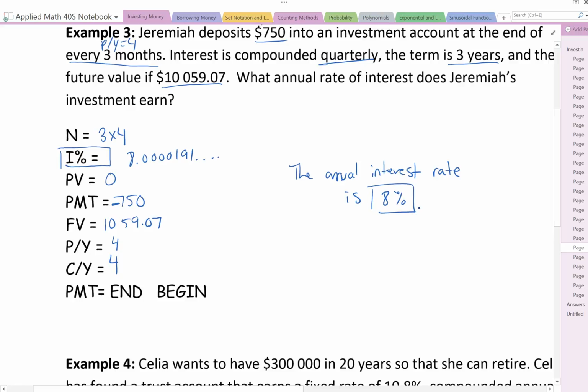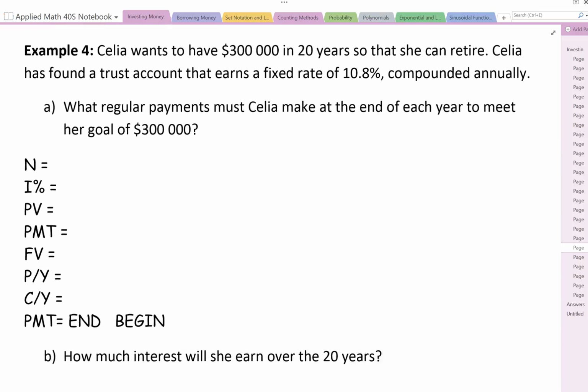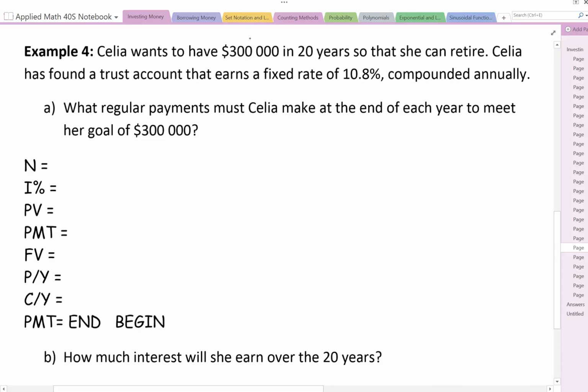Okay. Example 4. Celia wants to have $300,000 in 20 years so that she can retire. Celia has found a trust account that earns a fixed rate of 10.8% compounded annually. What regular payments must Celia make at the end of each year to meet her goal of $300,000? So $300,000, that would be not our PV, but our FV, right? That's our future value. That's her end goal. So I'm going to write that in here.